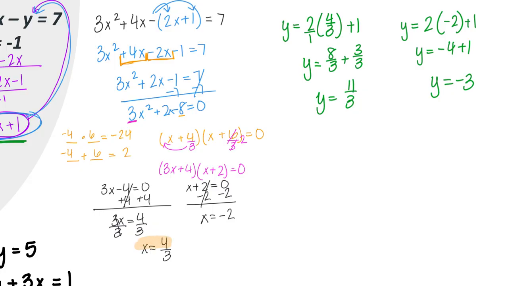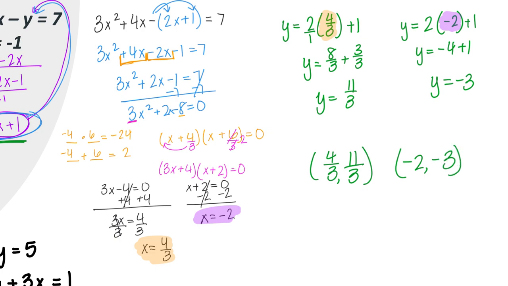So for my answer with my coordinates, please make sure you remember which one you're using. So this one was right here, and then this one was right here. So now I know what goes where. And my answer for this is going to be, don't forget, in parentheses, 4 over 3, comma 11 over 3, and negative 2, comma negative 3 in parentheses, and this is my answer. So both of these are my answer. Remember, I can have more than one solution.